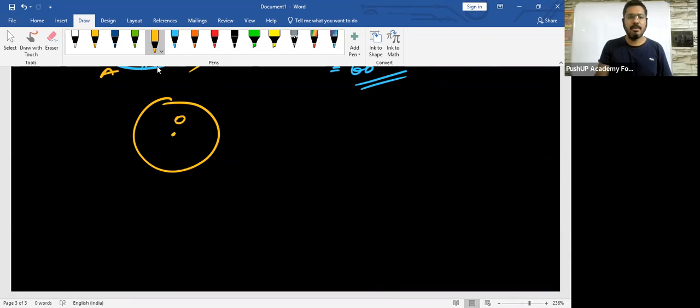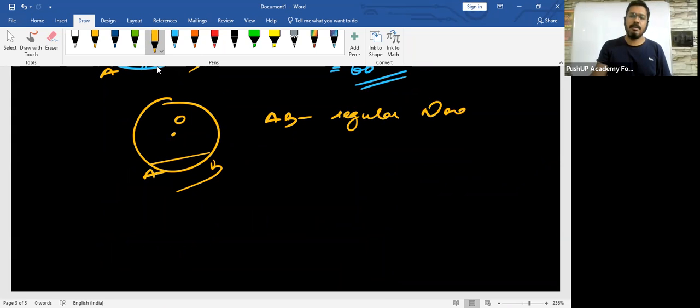A circle with center O, chord AB is given, okay? And AB is the side of a regular nonagon.